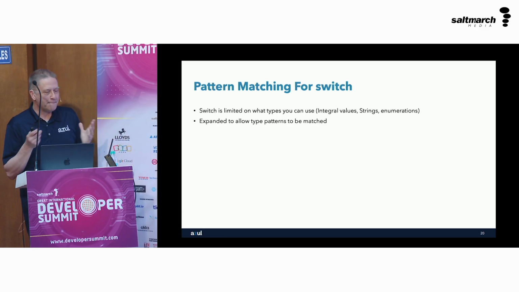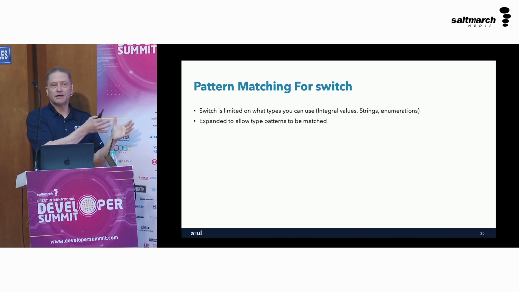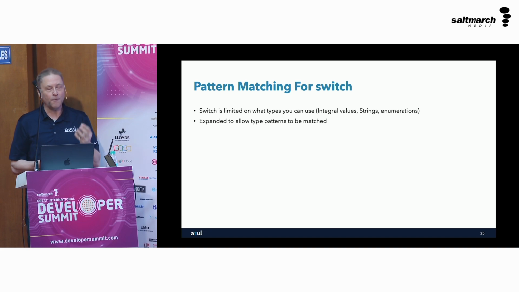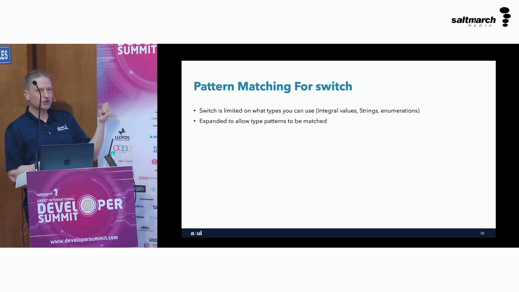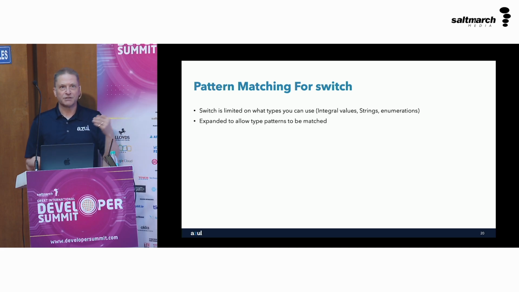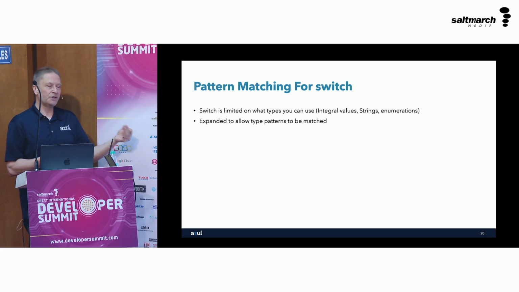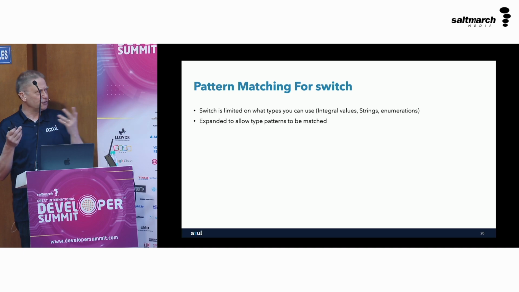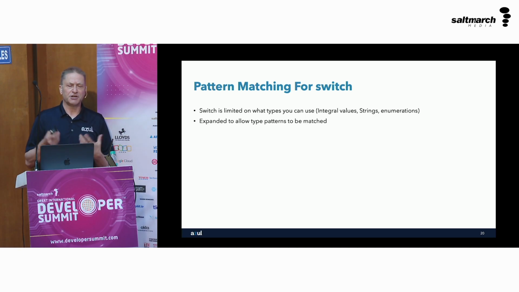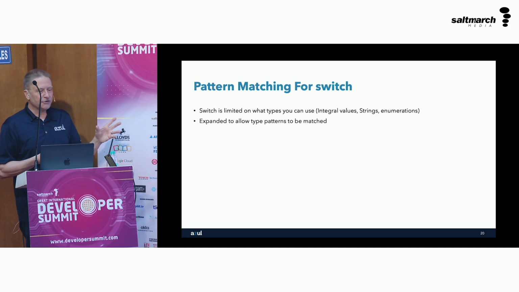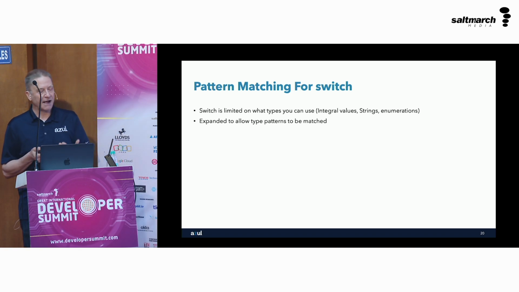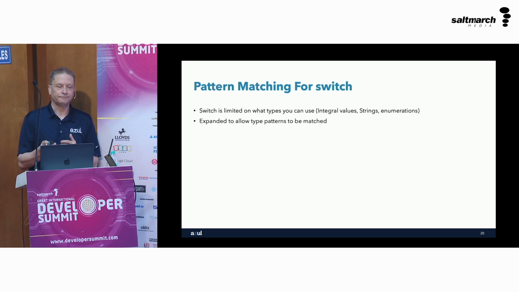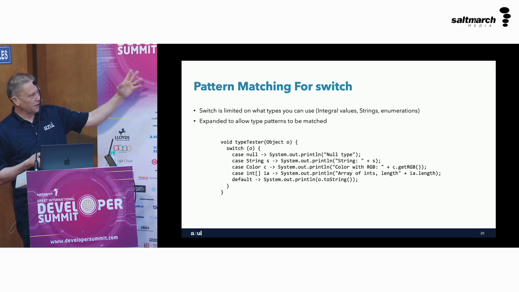Right, next thing, pattern matching for switch. If we look at the switch expression and the switch statement that we saw before, previously we've been limited on what we can switch on. We can switch on integral values, so numbers, we can switch on strings, and we can switch on enumerations. And these are things that have been introduced over time since JDK 7 and so on. What we've now done is expand the switch so that we can actually match on a type pattern. What we can do now is something like this.